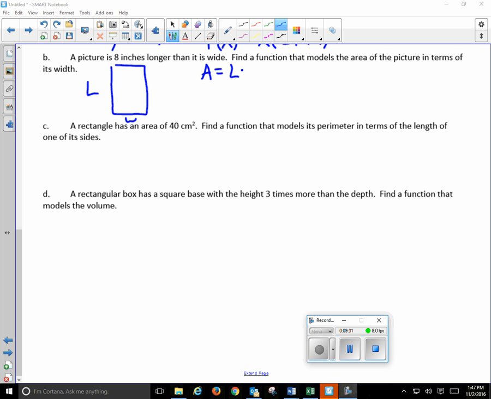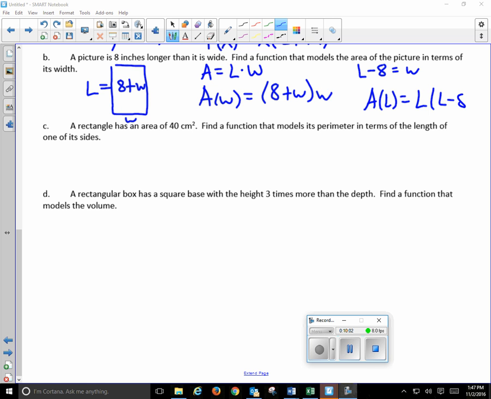Area is equal to length times width. I know that the length is 8 more than the width. So area in terms of width is 8 plus W times W, or 8W plus W squared. So yeah, if you did, thank you for saying that. So a length minus 8 is equal to W. So you could have area in terms of length is equal to length times length minus 8.